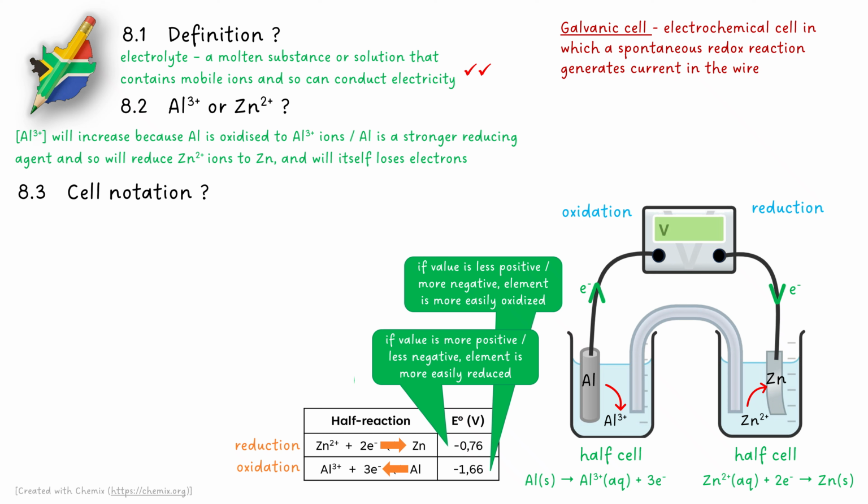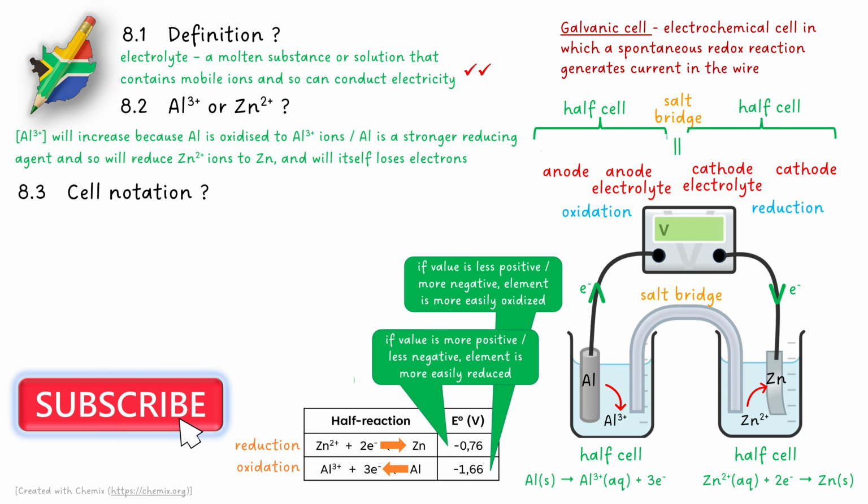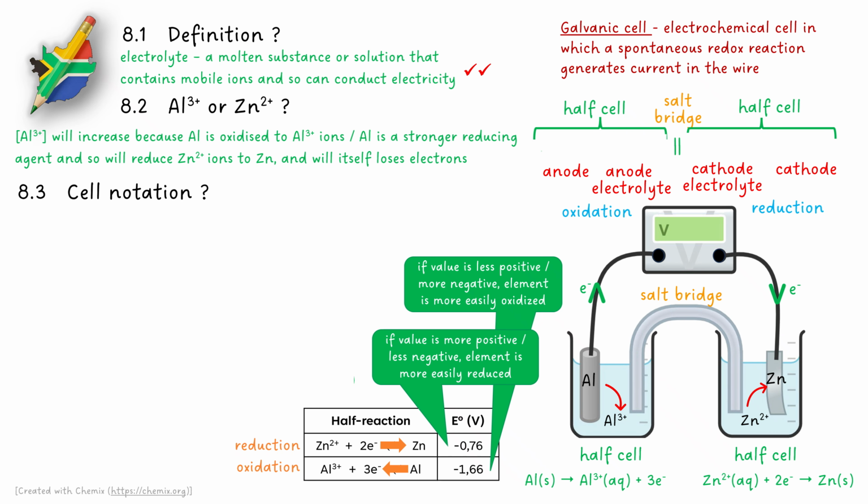Next, we must give the cell notation for the cell. In cell notation, the information about the two half cells is written on either side of a double line, which represents a salt bridge. On the left, we write the symbol of the anode and the species of the anode electrolyte. And on the right, we write the cathode electrolyte species and the cathode species.